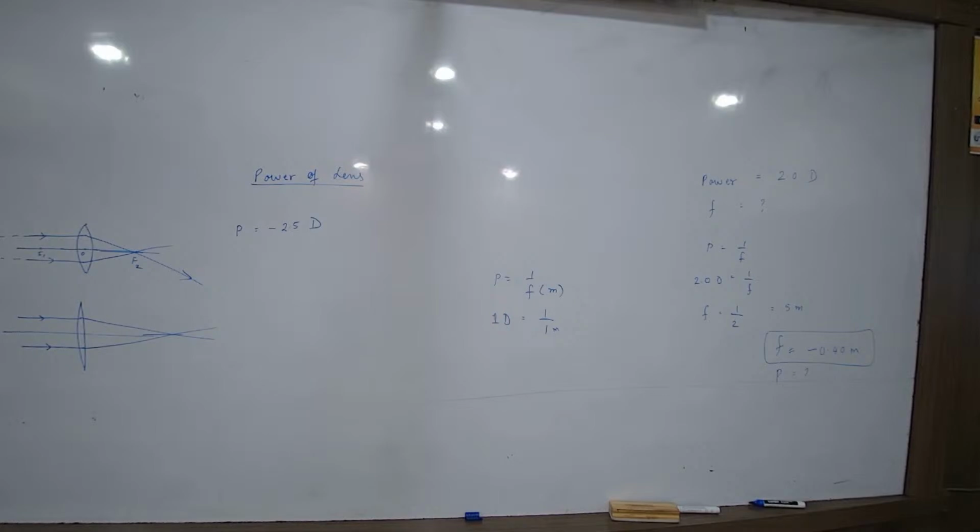Ma'am, will it be positive? It's negative. The same sign will go. It will not become positive. If it is negative, this will also be negative. Minus 0.40 meter. You can't keep it as a fraction. You have to give it to me in decimal point.